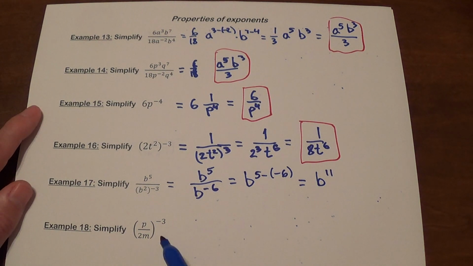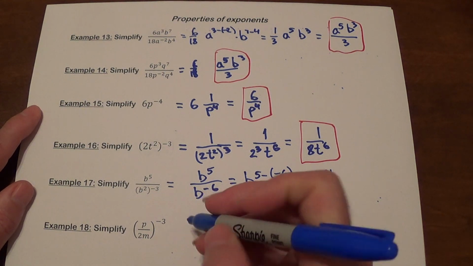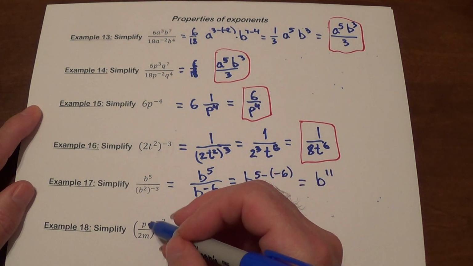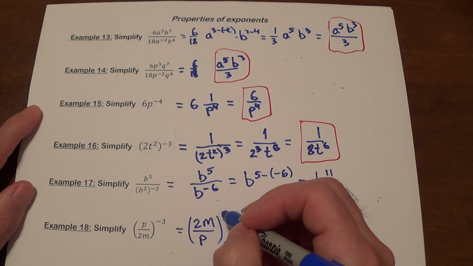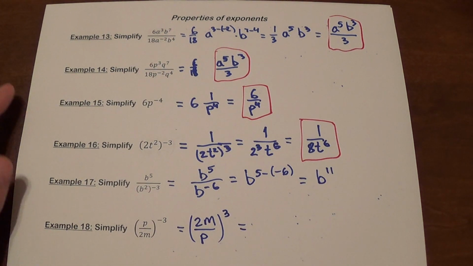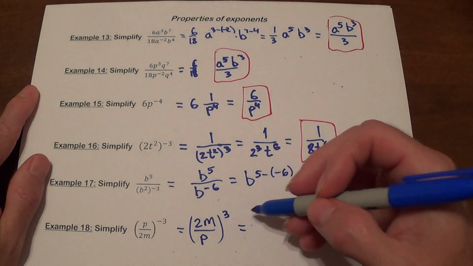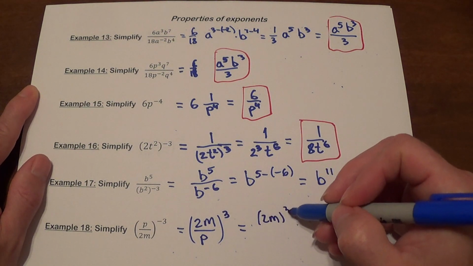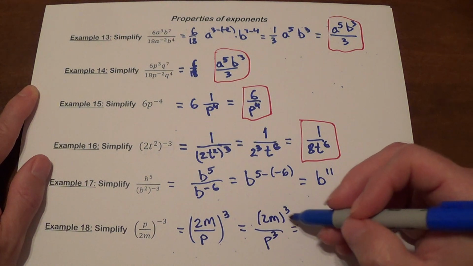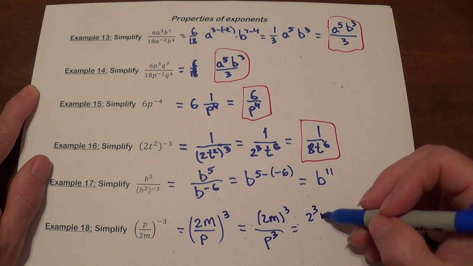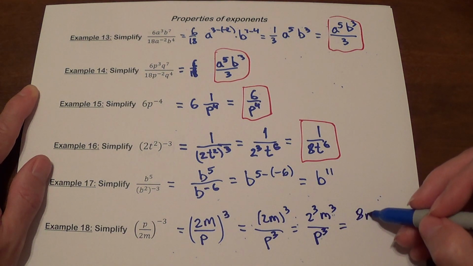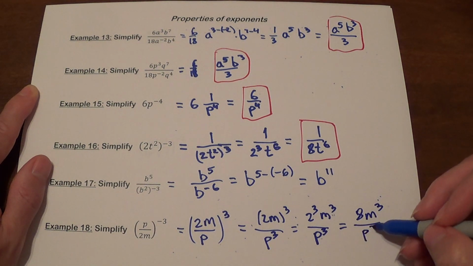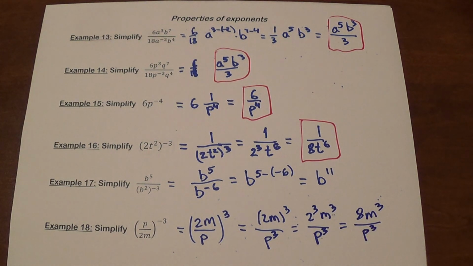Okay. When you have problems like this, and you see a quotient here, and you're raising it to the negative exponent, what I always recommend, you just reciprocate this. So write it as 2m over p, and now it's going to be a positive exponent. Okay, and now you can apply it to that whole thing. So this is going to be 2m to the third divided by p to the third. Here you have a product, so 2 to the third times m to the third over p to the third. And that's going to give you 8m to the third divided by p to the third. Right?